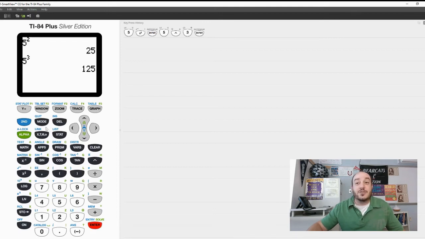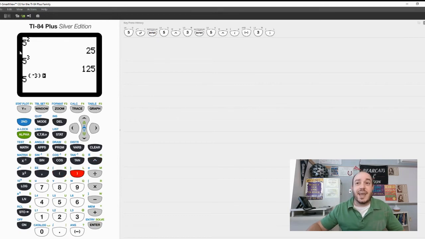Or if I want to raise it to a negative power, the same thing. I would use the little caret. Now with 83s, 84s, you sometimes have to be much more diligent about using parentheses. Maybe you want to do 5 raised to the negative power, and put that all in parentheses just to be safe.